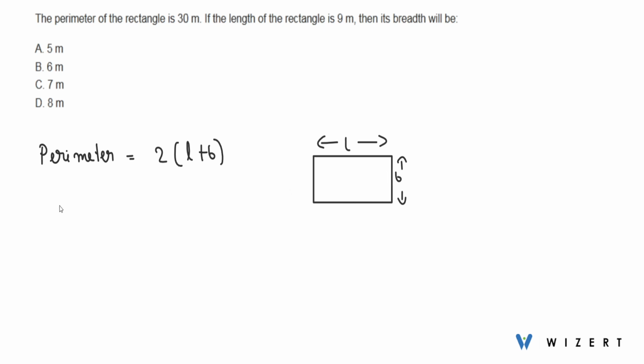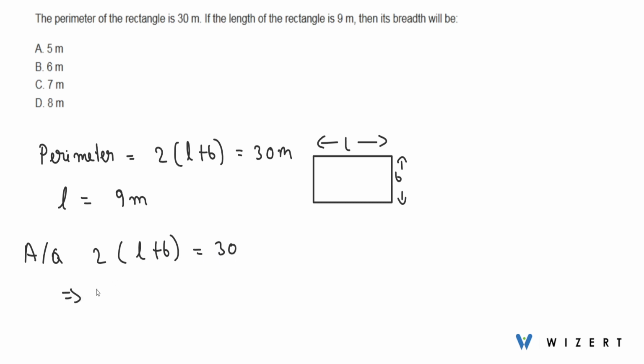Okay, now L is given as 9 meter, perimeter is given as 30 meter, and we have to find the breadth. So according to the question, 2 multiplied by length plus breadth equals 30 meter. Now divide both sides of the equality by 2. So length plus breadth will be equal to 30 upon 2, which is 15 meter.